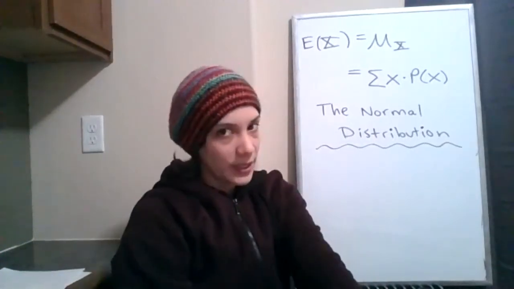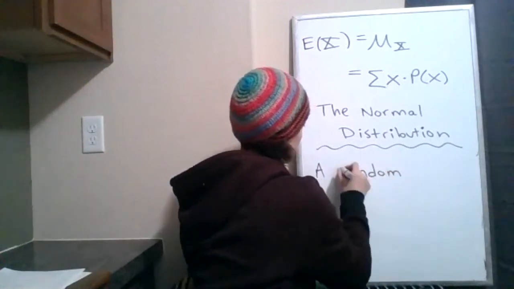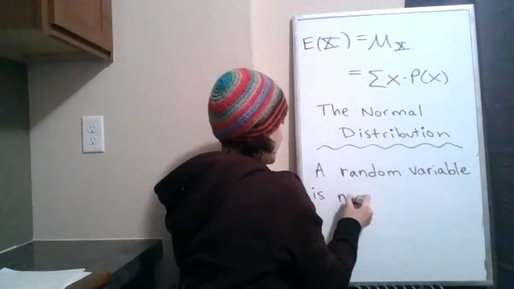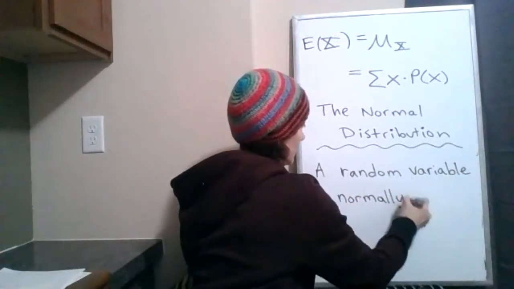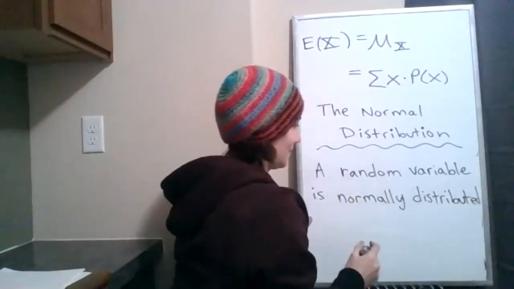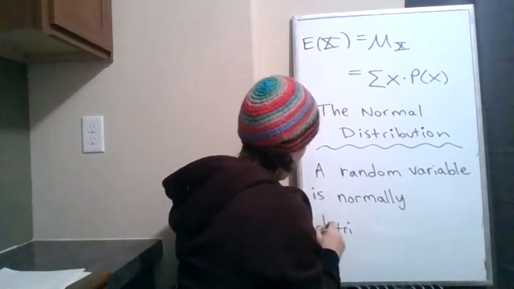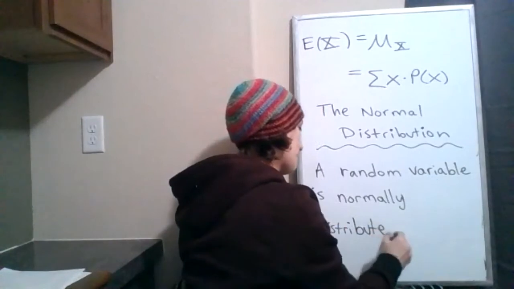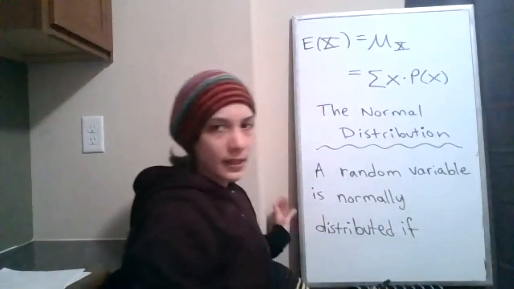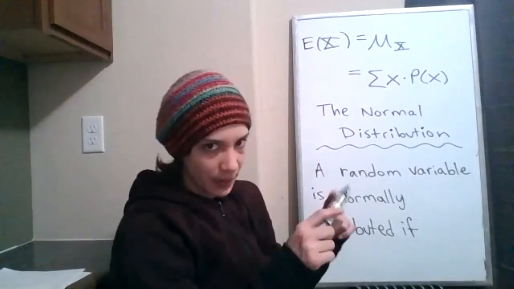A random variable is normally distributed if, I can try this again, if it's either a histogram or relative frequency histogram, either one, if it has the shape of a normal curve or if it's bell-shaped.